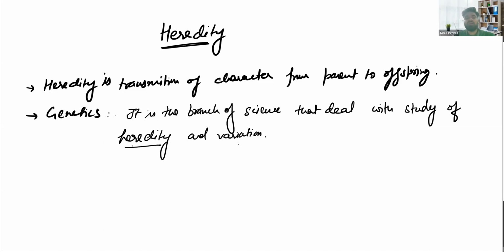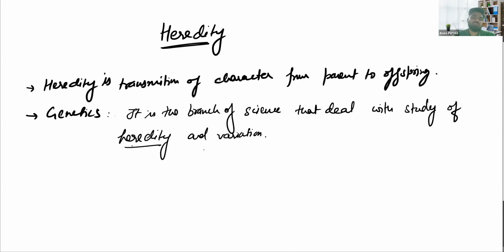And variation means the changes that we see among the individuals. For example, someone has blue eyes, someone has brown eyes, someone has a fair color, so they are different. The changes among the individuals that you see, we call it variation. So what is variation? Variation is the changes that we see among the individuals. Two individuals always have changes, so we call it variation.